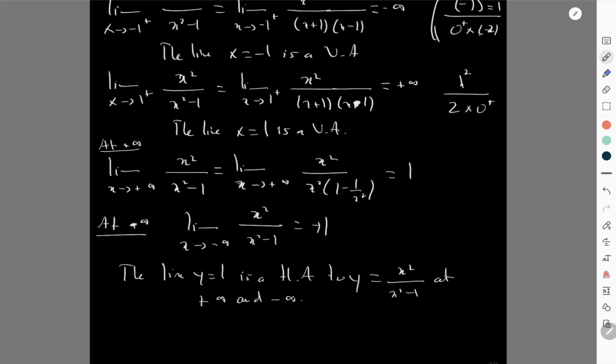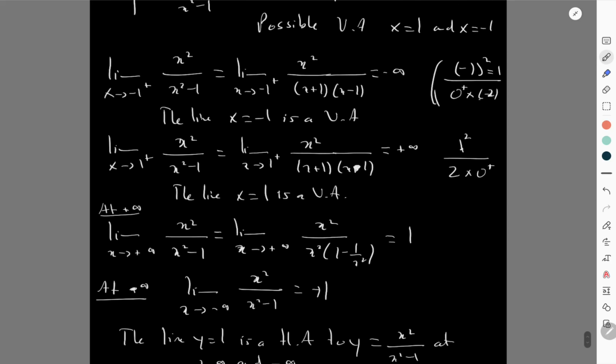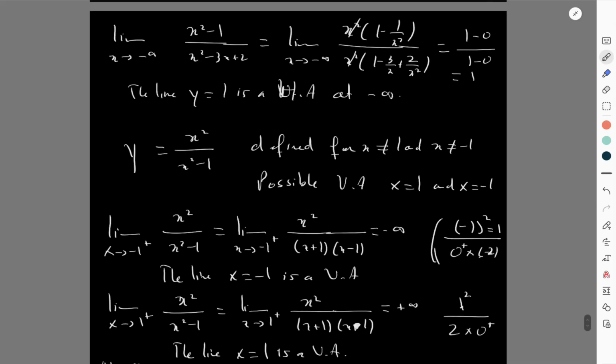Okay, so these are some quick examples. I've done them a bit fast, but I think they're okay since you're comfortable with limits now.